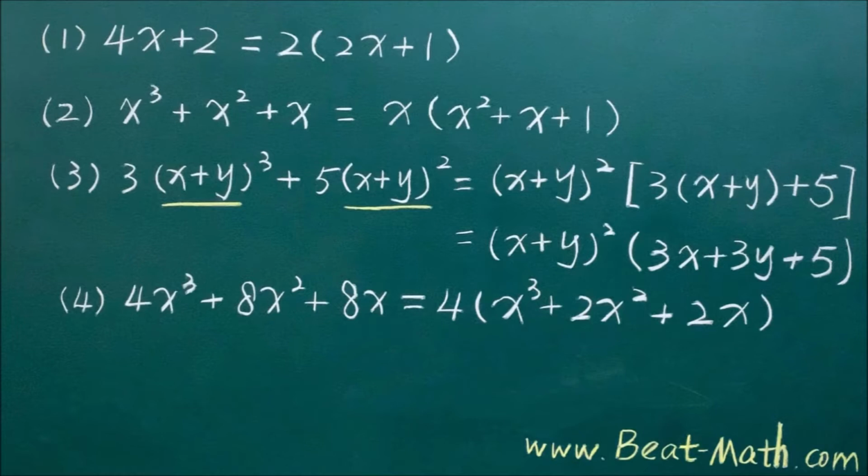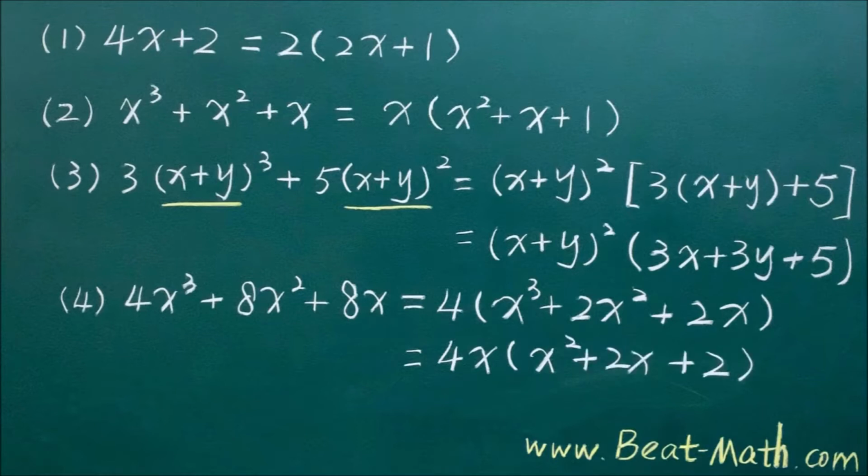Do we factor out every common factor each term has? Apparently not, because we can see that x is the common factor of each term as well. So, we should also factor out x. That means we should factor out 4x, not just 4. Then we get 4x times the quantity of x squared plus 2x plus 2. That is the correct answer we are looking for.